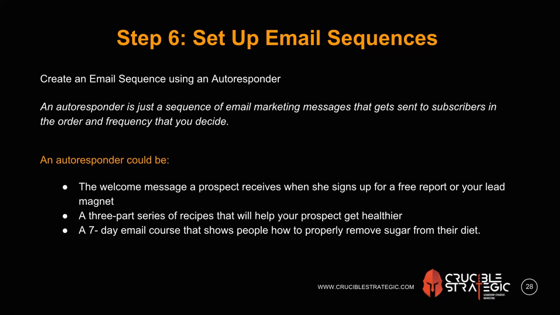All right, step number 6. You need to set up your email sequences. You need to create an email sequence using an autoresponder. An autoresponder is just a sequence of email marketing messages that gets sent to subscribers in the order and the frequency that you decide. An autoresponder could be the welcome message a prospect receives when they sign up for a free report or your lead magnet, a 3-part series of recipes that's going to help your prospect get healthier, or a 7-day email course that shows people how to properly remove sugar from their diet if you're in the fitness space. Those are just examples of what an autoresponder could be.